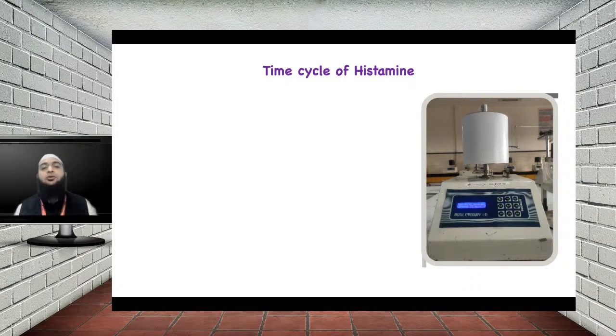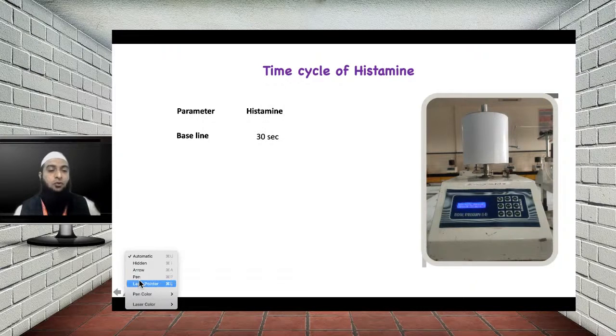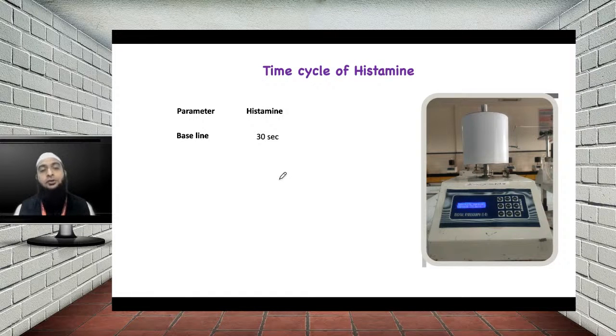Okay, so let's see about the time cycle of the histamine. So the parameters and the drug that we have used. The first parameter is the baseline. The baseline is as always the same, there is no change. You take the baseline of the first 30 seconds where you are not adding the drug and you are starting the drum, so that you get a response in the absence of the drug. So do remember, the baseline is the response in absence of the drug.